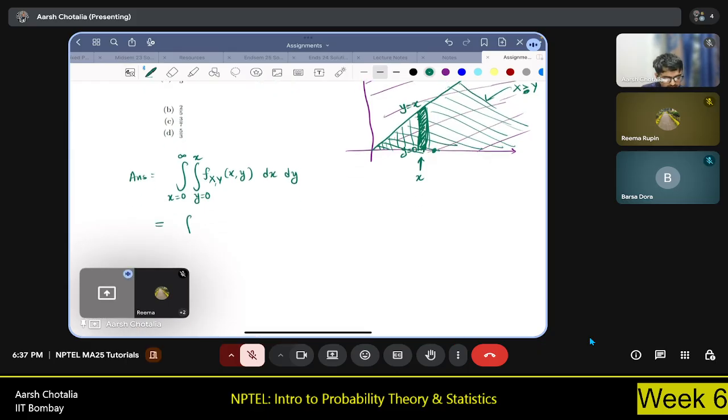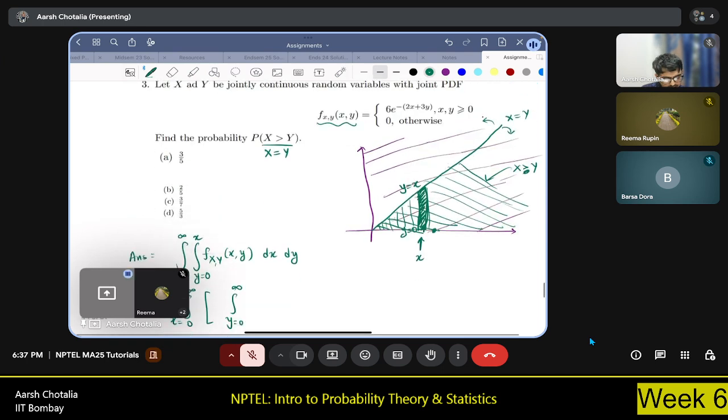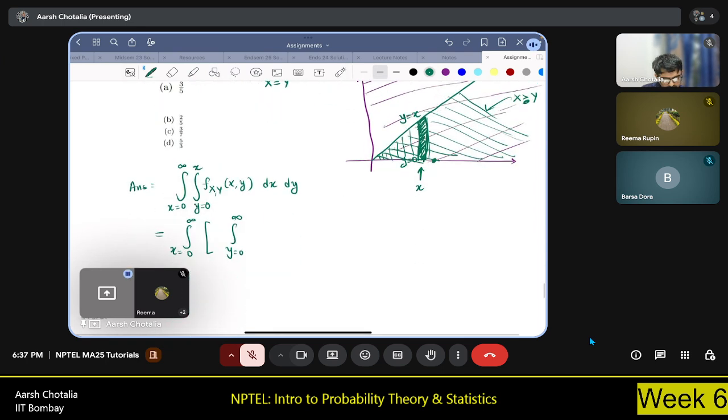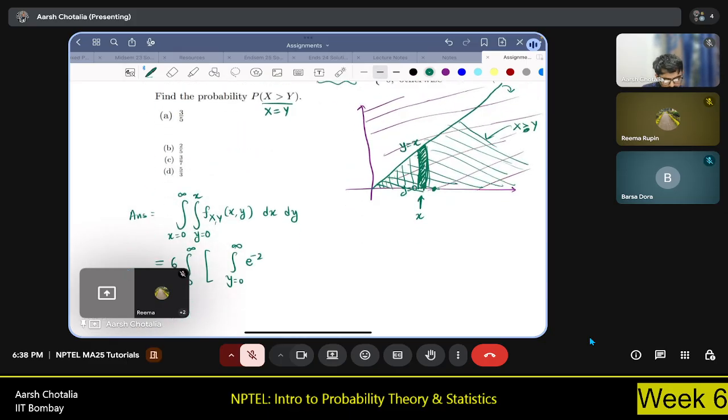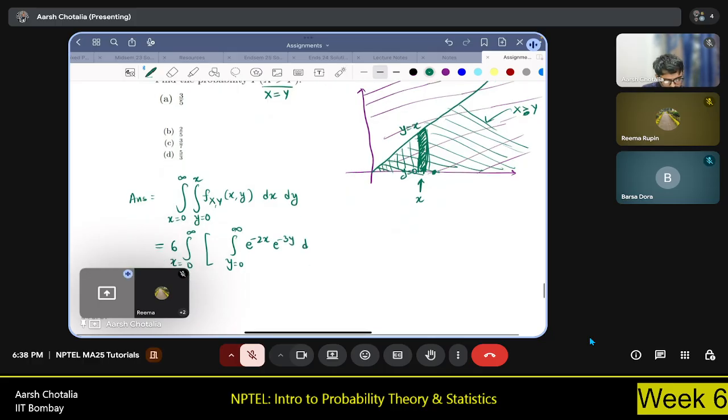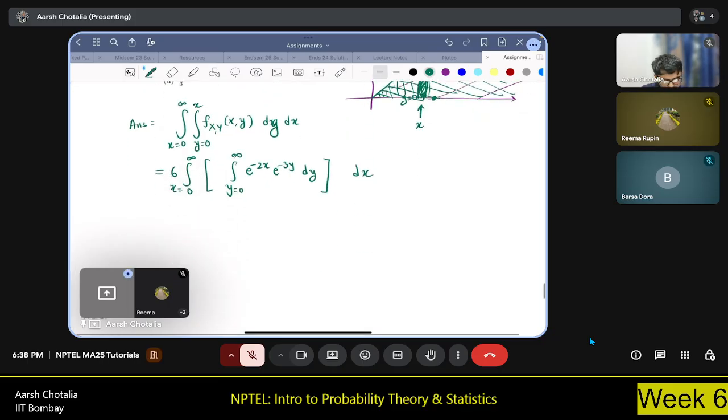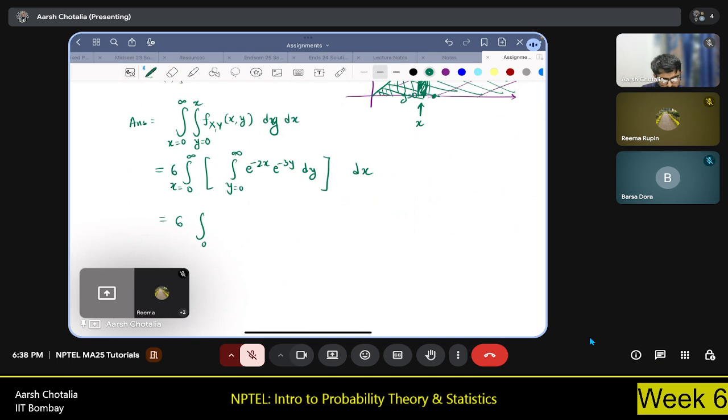Once you do that, the rest of it is just mechanical, just algebra. So x is equal to 0 to infinity, y is equal to 0 to infinity. f(x,y) is 6 times, so 6 I can take outside. This becomes e raised to minus 2x and minus 3y. And the integral is first on y, then on x, the way we have written. So this is dy, and that integrated over x, 0 to infinity.